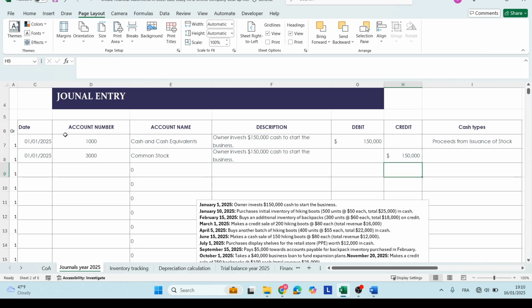So this is the first transaction. As you can see, we don't need to report the cash type because we use this column only when there is the account 1000.